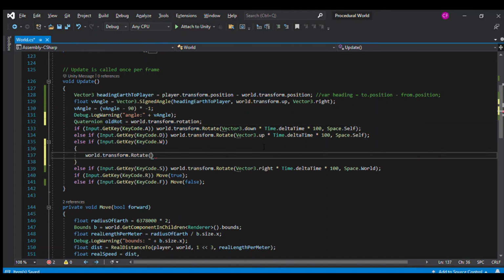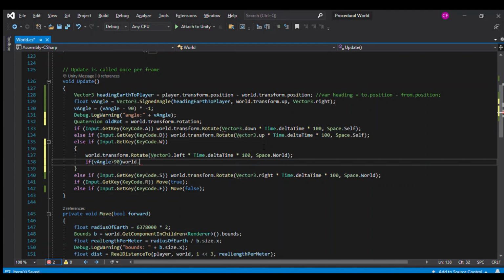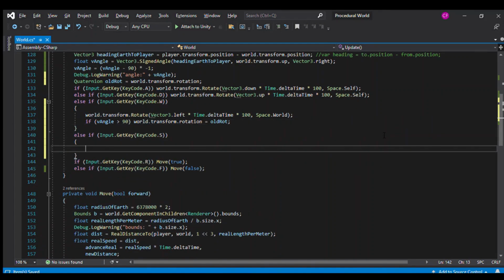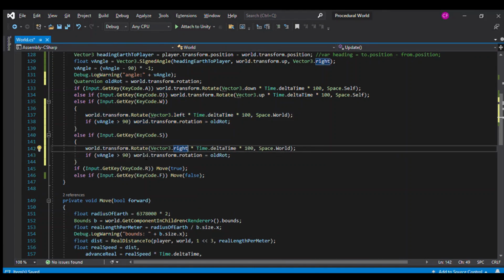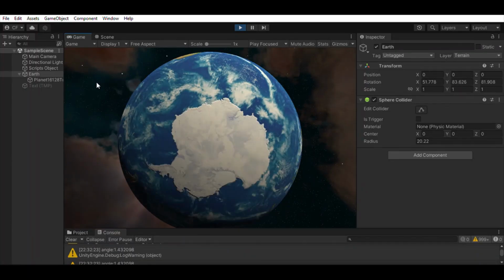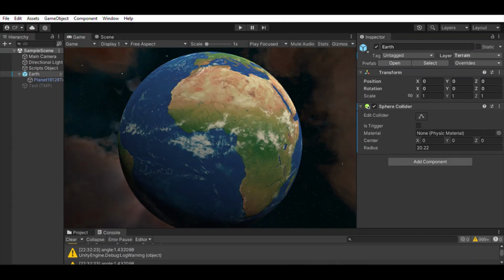In short, the angle between the vector representing the world's transform up and the vector from the Earth to the camera gave us our latitude. Using this newfound angle, I restricted the rotation of the Earth so it could no longer be turned upside down.